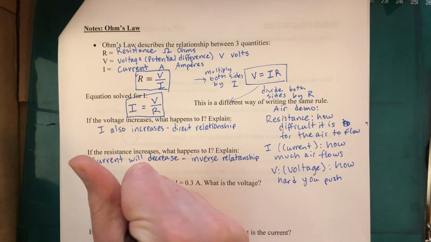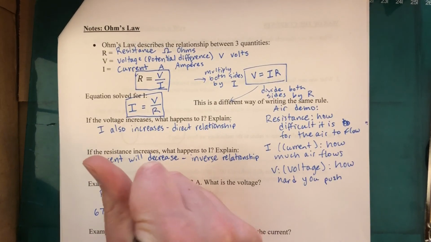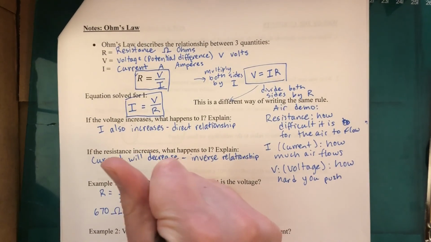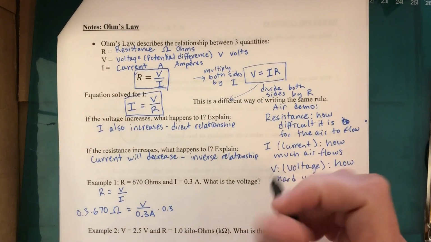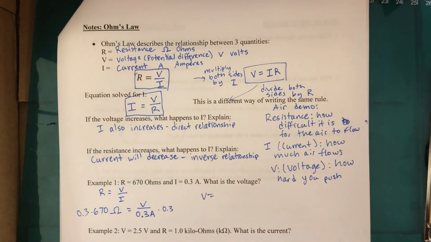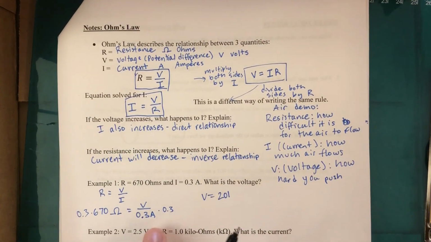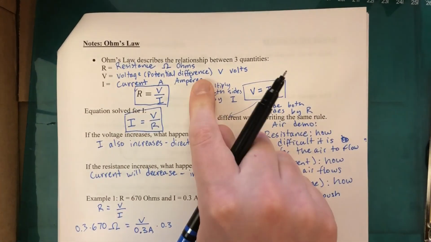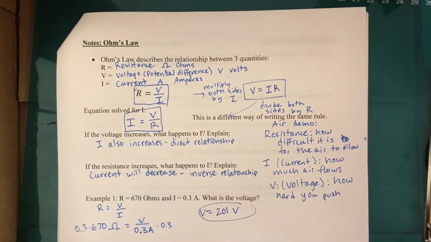670 ohms equals V over 0.3 amps. So to solve for V, I'll multiply both sides by 0.3. And I should get V equals 670 times 0.3, 201. You could write amps times ohms, that wouldn't be wrong, but the normal units for V is volts.